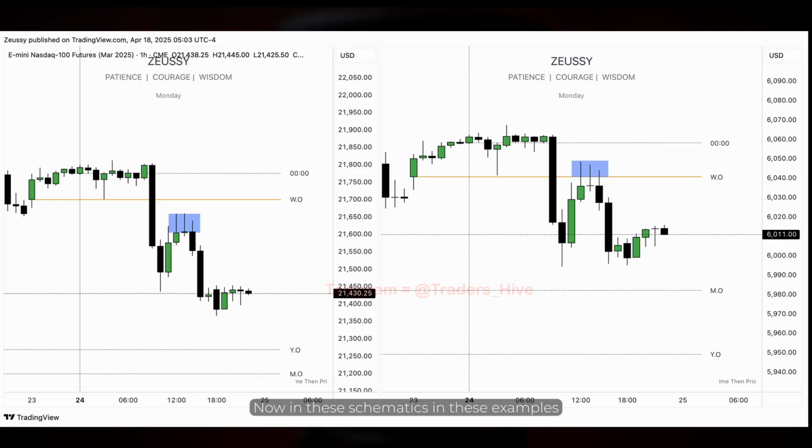Now, in these schematics, in these examples, I've shown to you the hourly chart and I've shown to you the weekly opening. However, the same logic applies to those smaller opening times as I mentioned them to you. Even, for example, to, let's say, a monthly open or a yearly open. It's the same logic, just using a different opening price.